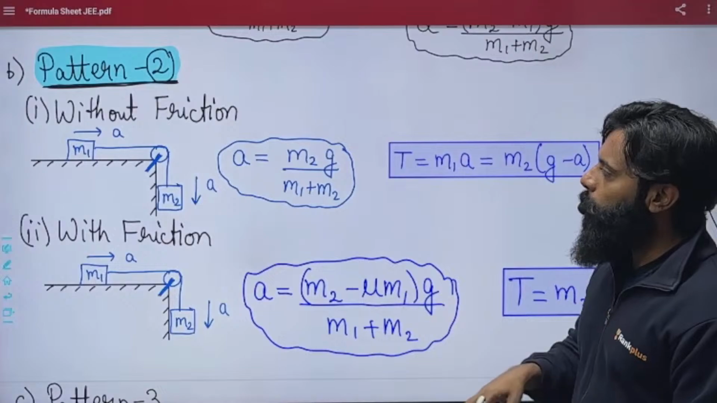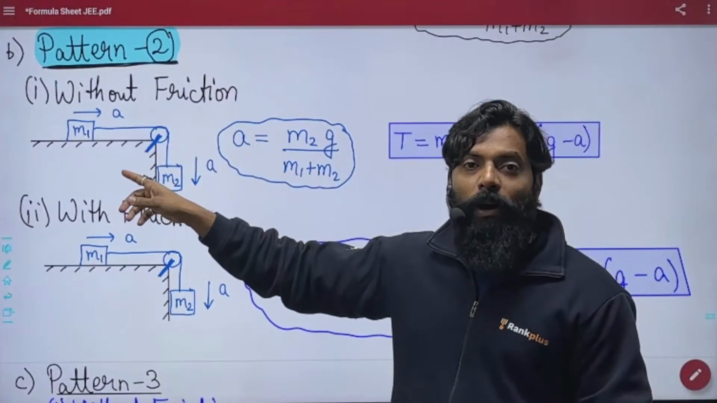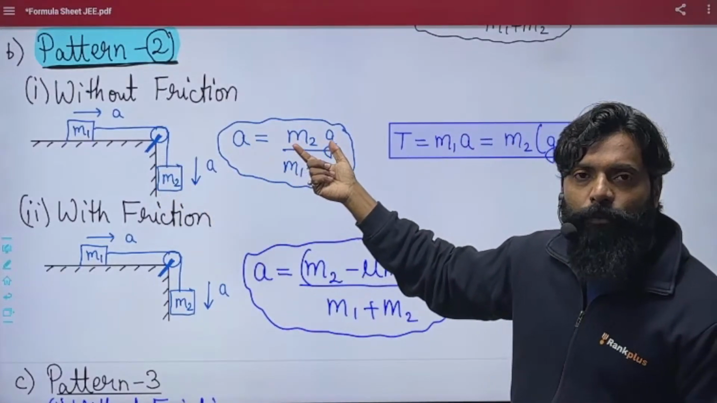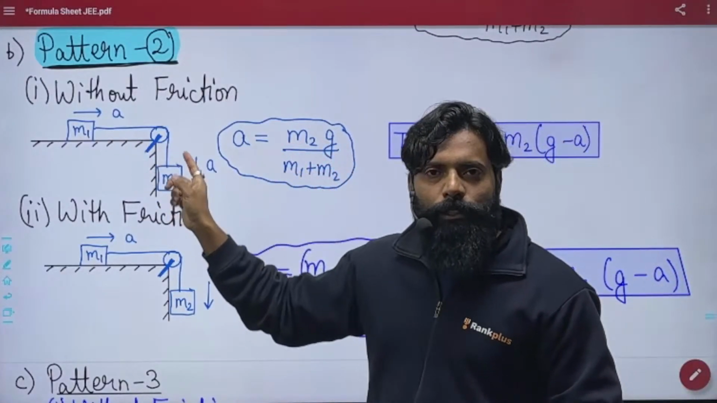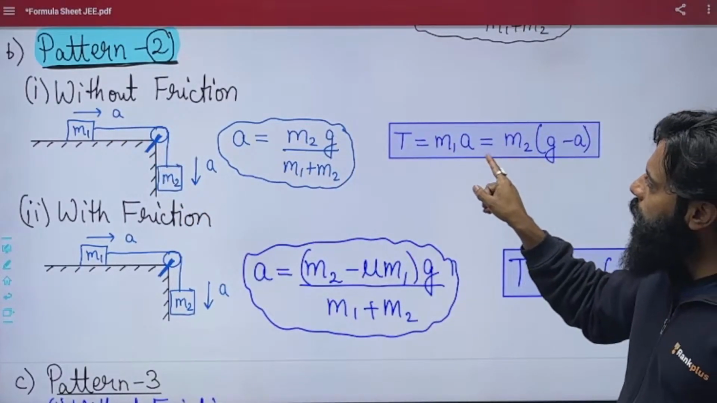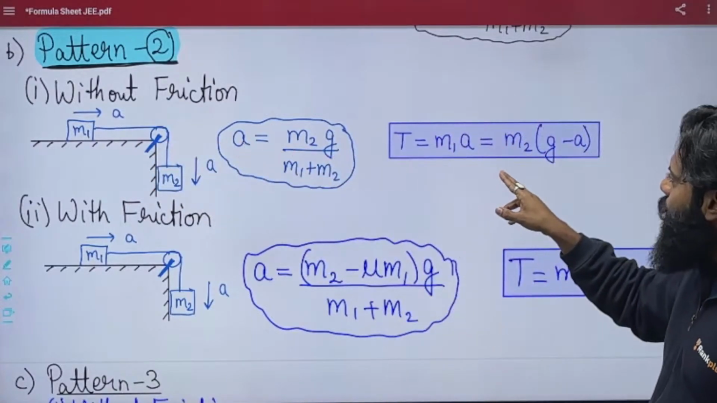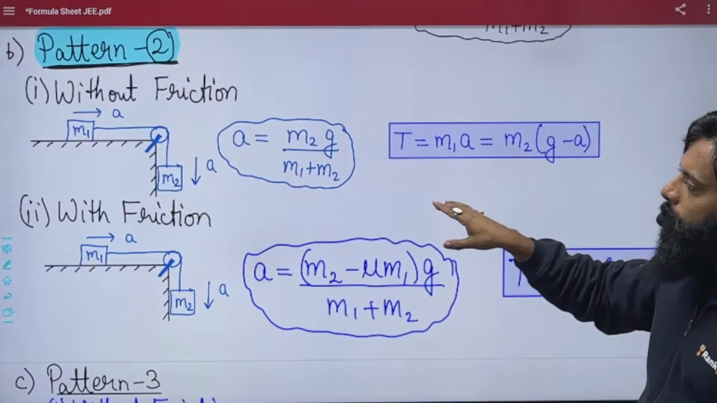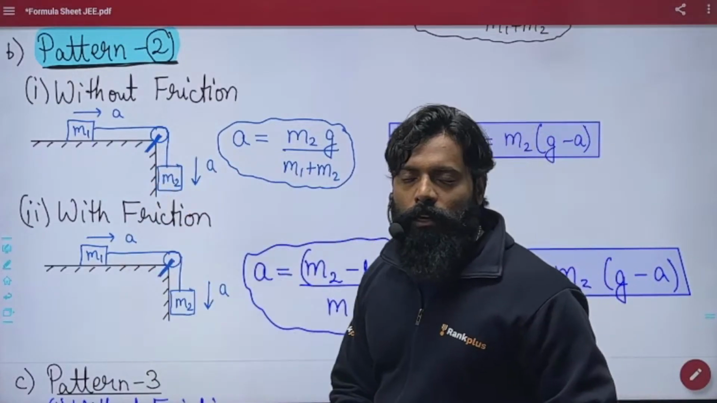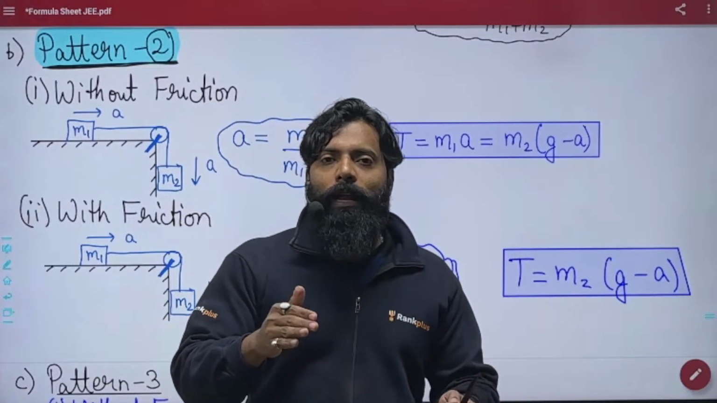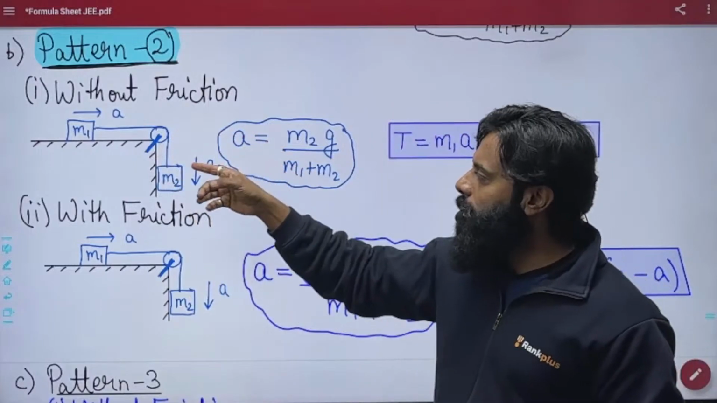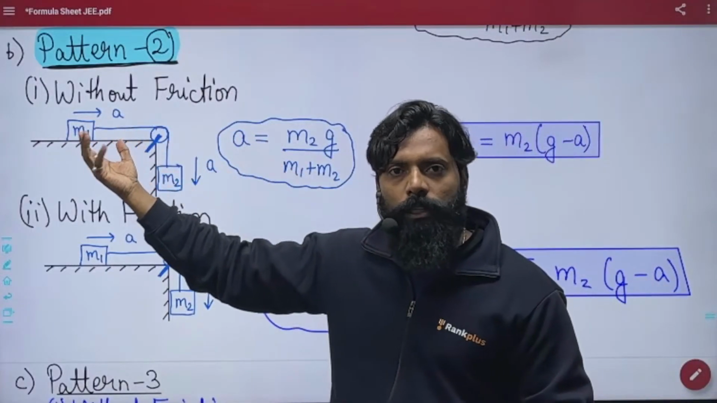Shall we move on? In case of without friction, you have to consider only the unbalanced load, right? So the acceleration will be equal to m2 divided by the total mass, m1 plus m2, multiplied by g. To get the tension, tension is m1a, and m2 is going downward, so the tension is m2(g minus a). If this object is moving in the forward direction, the tension becomes m1a.